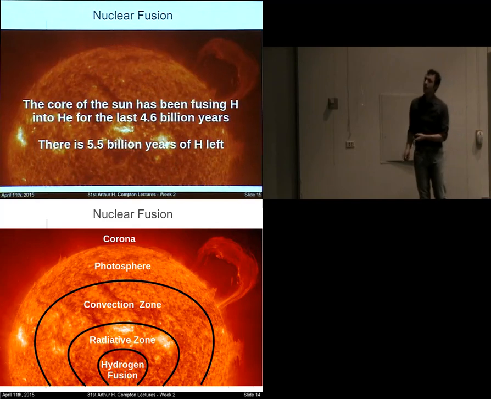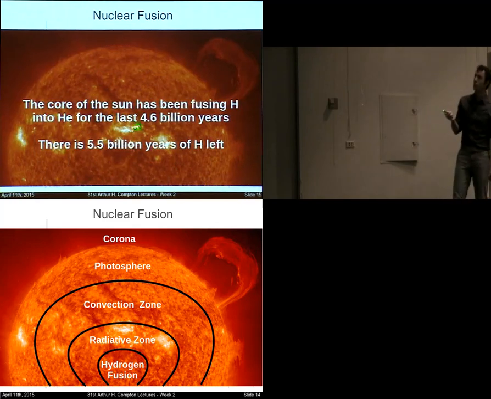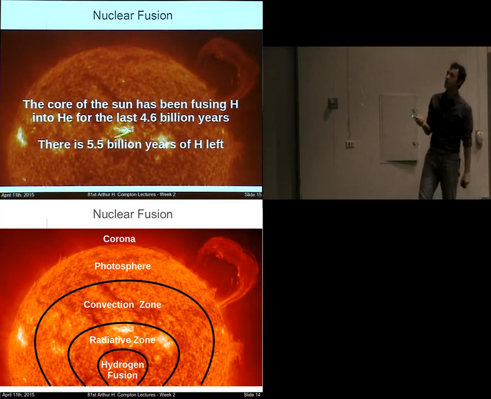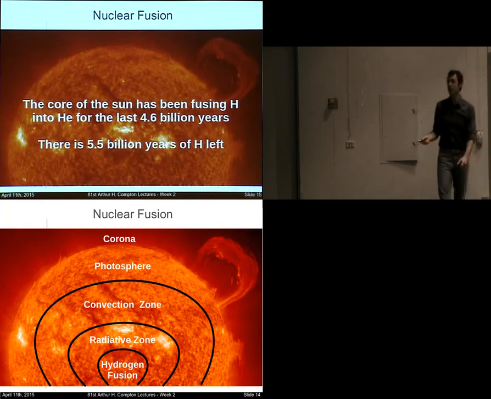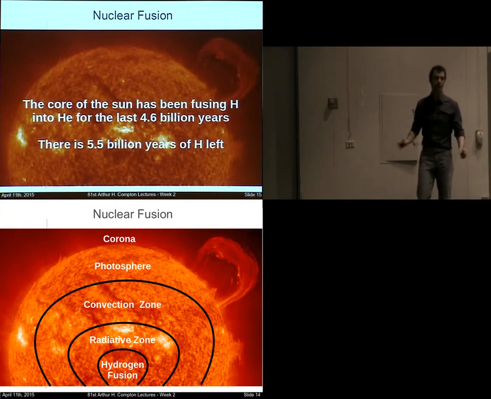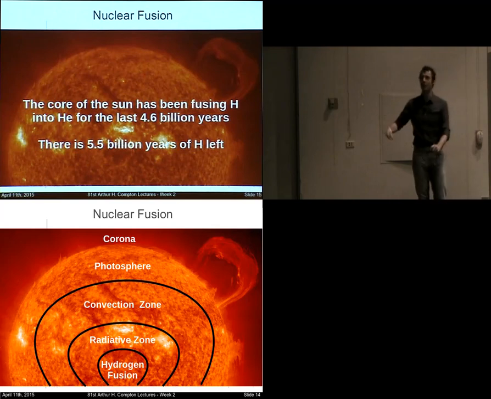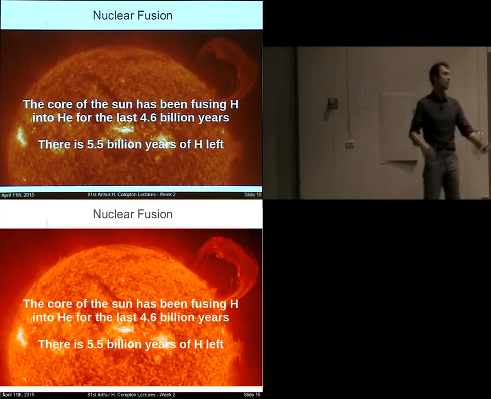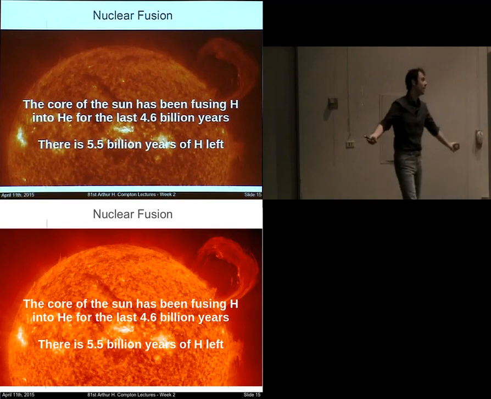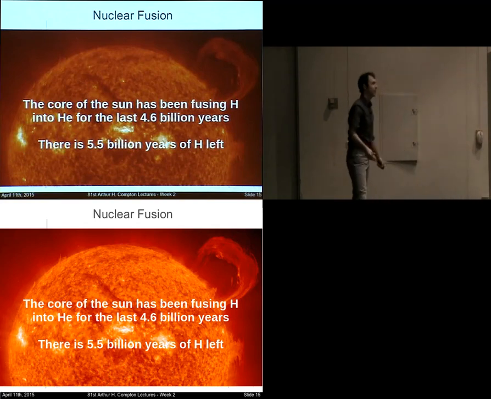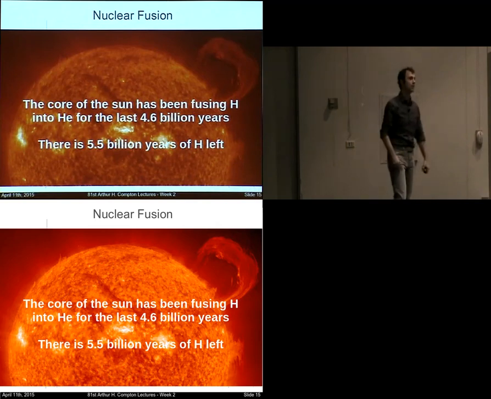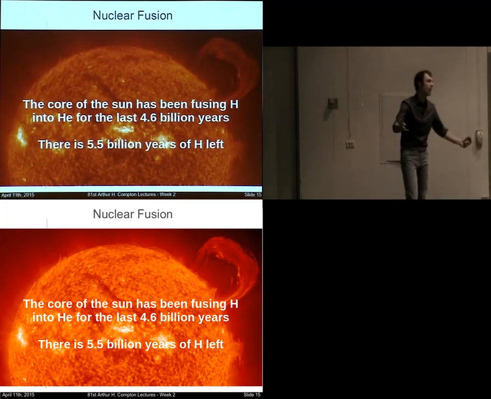Now what's next? The core of the sun has been fusing hydrogen into helium for the last 4.6 billion years, and we have about that much fuel left. We have another 5.5 billion years of hydrogen left to go. So the sun is halfway through its time burning hydrogen, and we won't be around to see what happens afterwards. But we have a great population of stars out there that, as the astronomy and astrophysics community, we have been observing for hundreds of years. And so we have seen stars that are in different stages in their evolution, and so we know how the story goes.